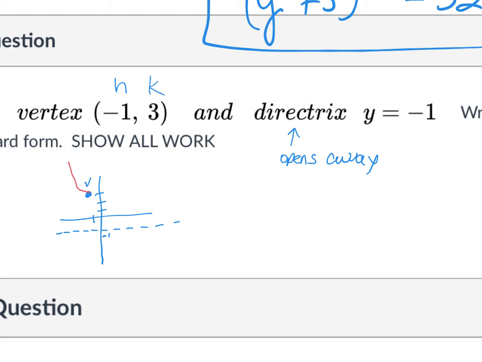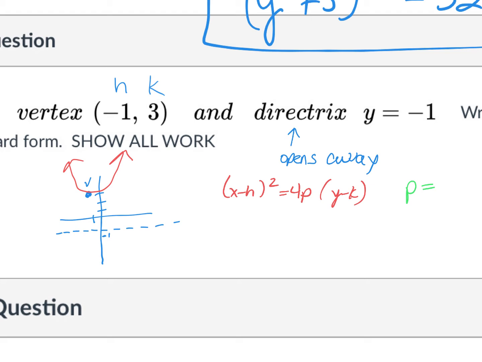Away. So it opens this way. So this tells you what kind of a parabola you have, which is a what? Is this an x squared or a y squared? It's an x squared. So you have x minus h squared equals 4p times y minus k. I already have my h and my k, and I actually already have the p. What is the p?